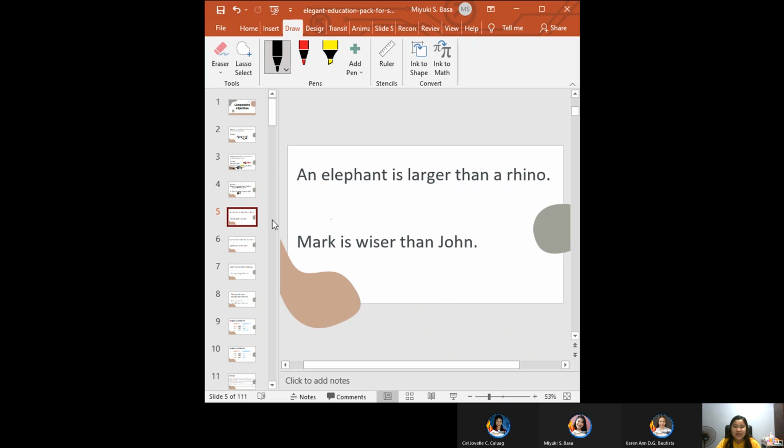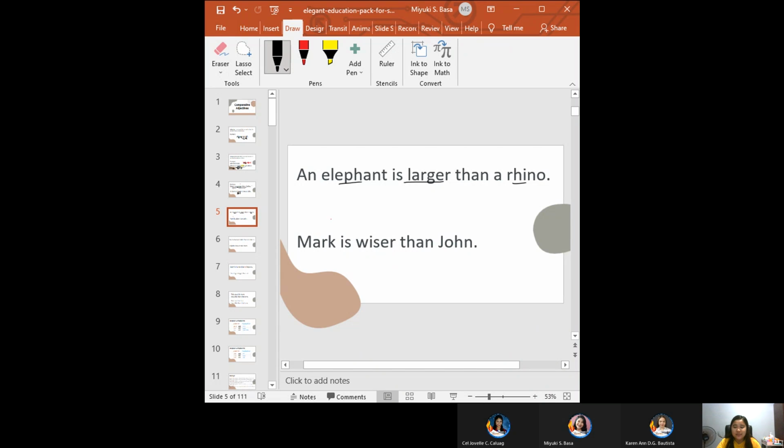Can you please read the first sentence, Miss Kaluwag? Yes, ma'am. An elephant is larger than a rhino. So first, let's identify what is the comparative adjective in the sentence. Miss Bautista? Ma'am, larger is the comparative adjective in the sentence. Okay, that's correct. Larger is the comparative adjective in the sentence because it compares the elephant and a rhino.